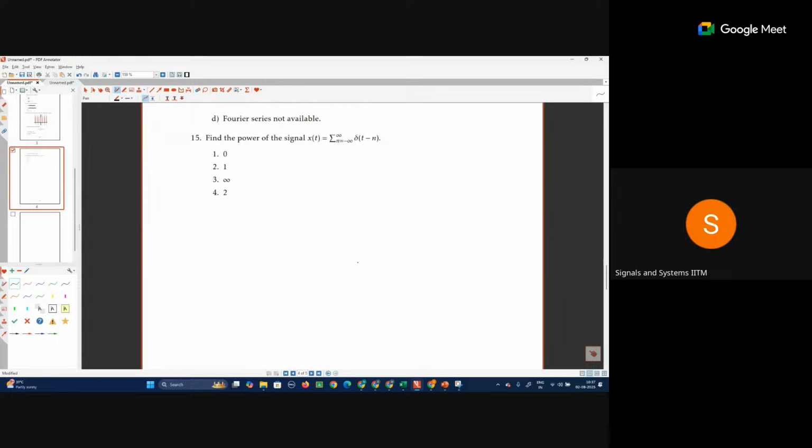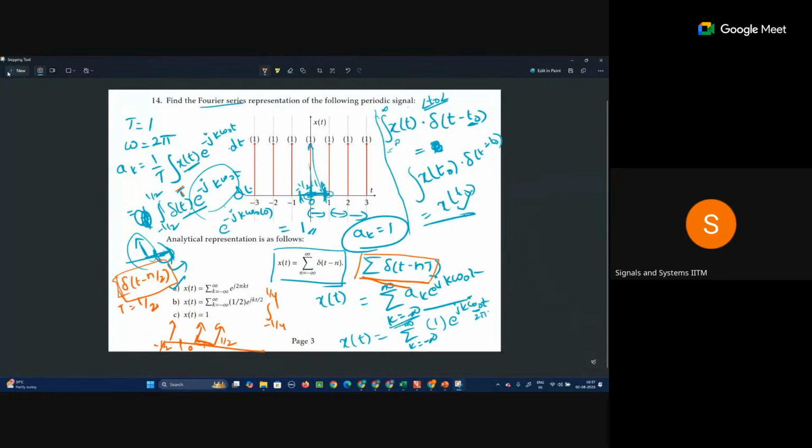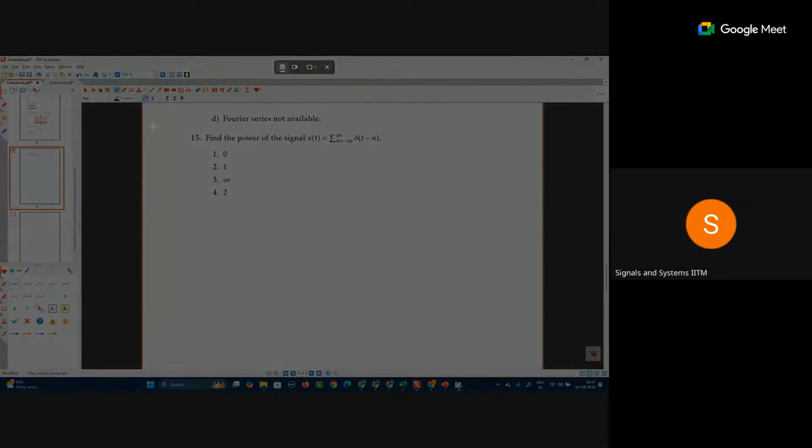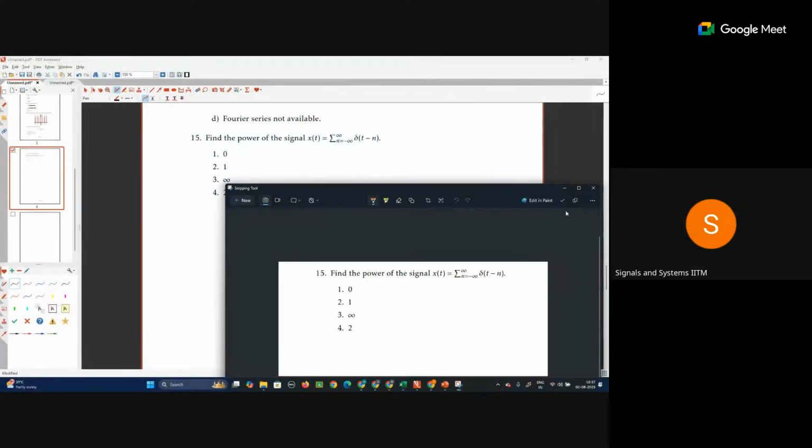So, the 15th question: they are asking for the power of the signal. So, how can we do this? Ma'am, squared sum of coefficients. Yeah. So, from Parseval's theorem, what you have told is correct. We have to do the summation of that. So, that is Parseval's theorem, right?